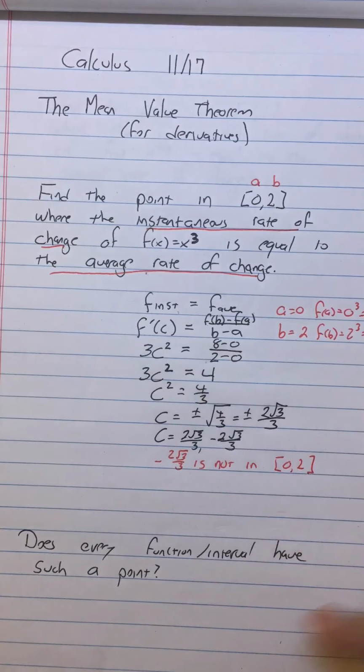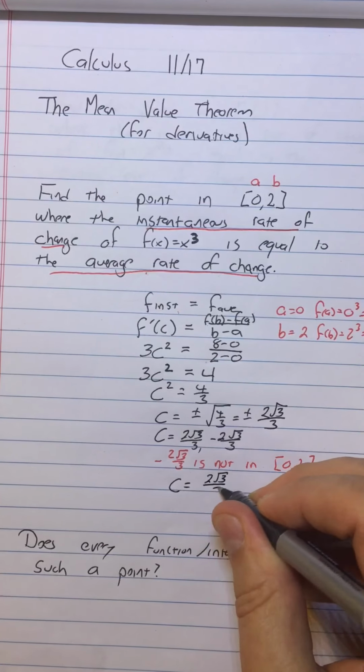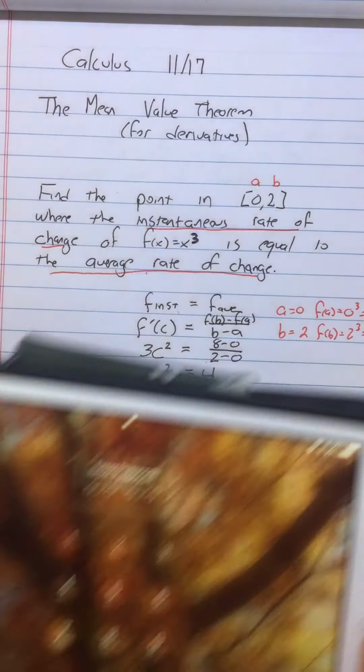So when you're going to exclude a value, you usually need to state a reason why. So we're being very specific about why things happen in this class. All right, so our C is 2 square root 3 over 3. All right, well, so what? What does that look like?